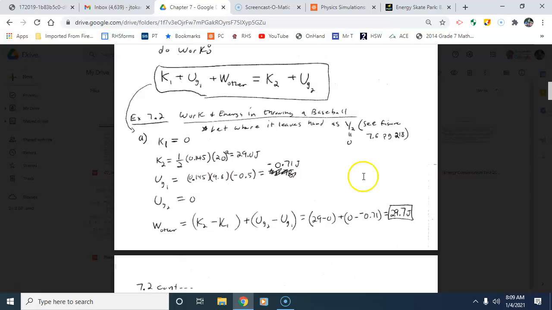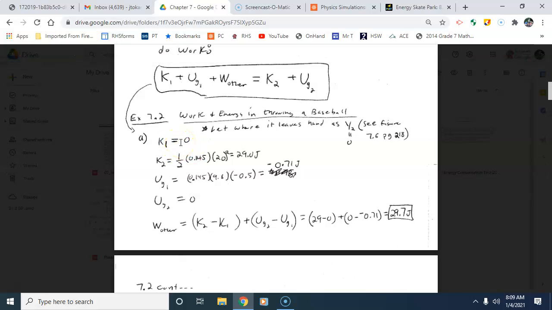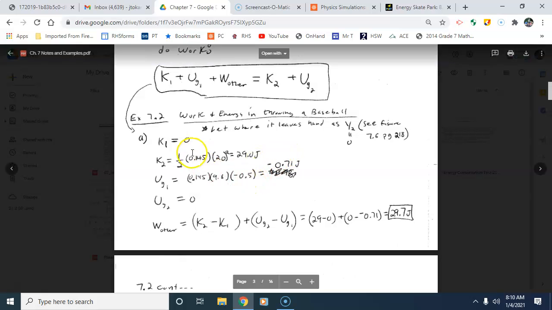Right? So position 1, I wind up back to there, but I'm not moving. So I have no kinetic energy. Position 2 is my release point, and that's where it gets up to 20 meters per second by the force of my hand. So there's 29 joules. Now you can figure this all out in the equation. I figured out some pieces separately just to discuss more.